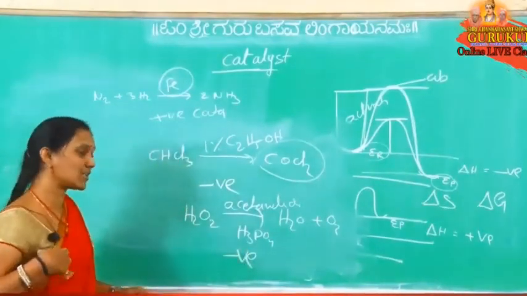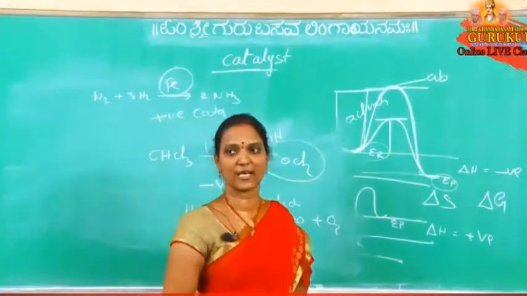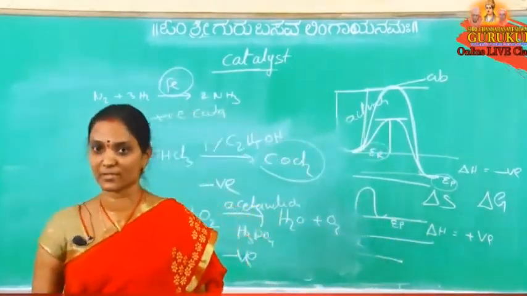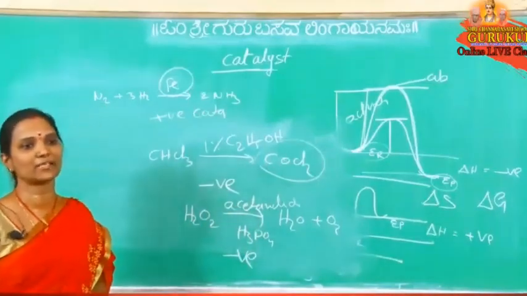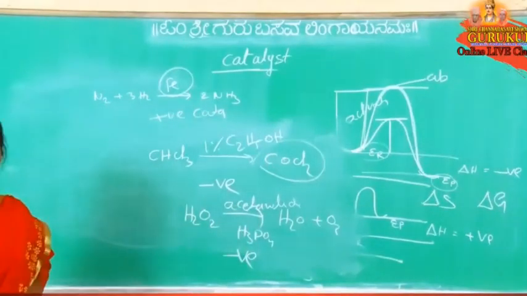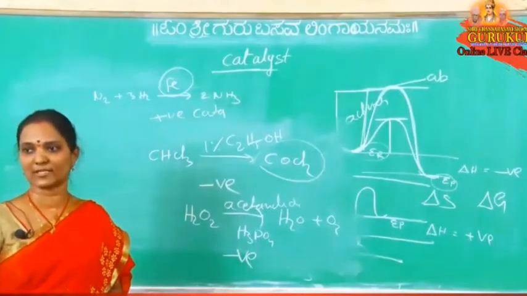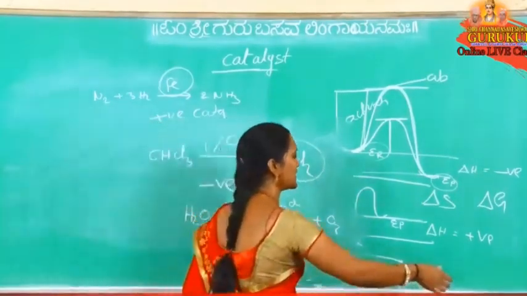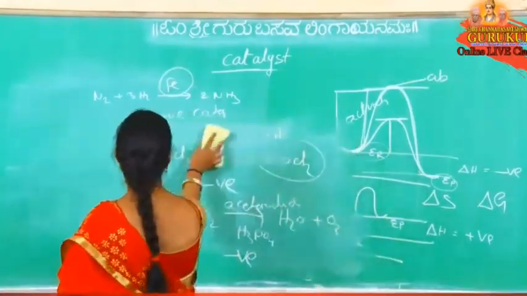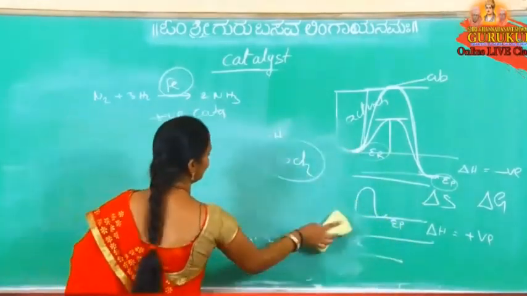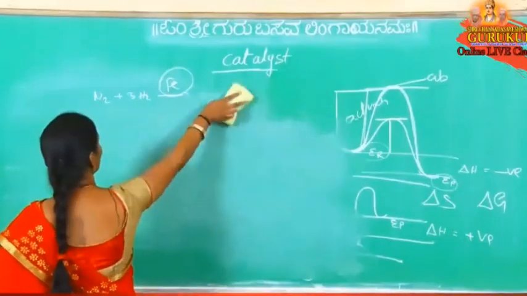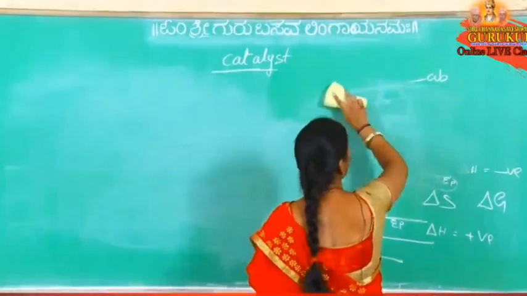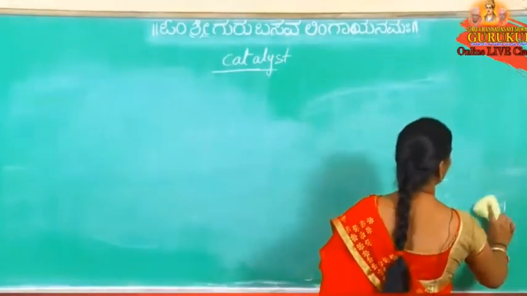Yes or no? So acetanilide or H3PO4 or ethylene glycol acts as a negative catalyst for the decomposition of hydrogen peroxide. If it decreases the rate of reaction, that is a negative catalyst. If it increases the rate of reaction, that is a positive catalyst. That is the meaning of positive catalyst and negative catalyst. Okay. So next one, what is catalytic poison and promoter? What is catalyst? What is positive catalyst? What is negative catalyst? What is catalytic poison and what is promoter?